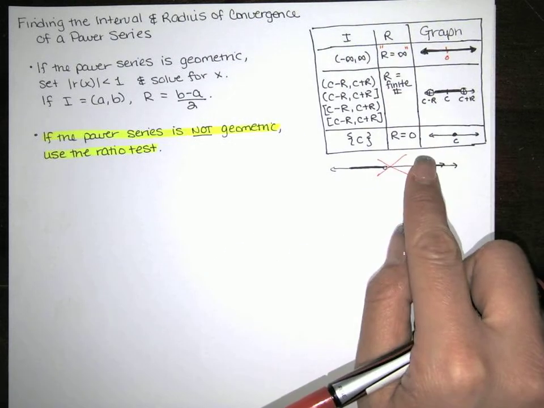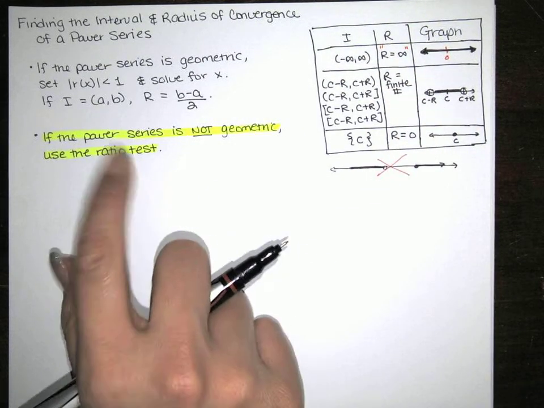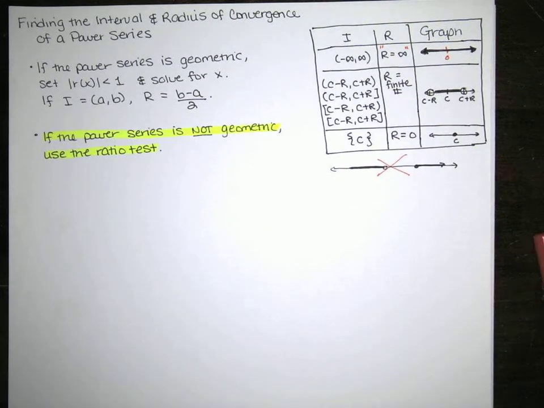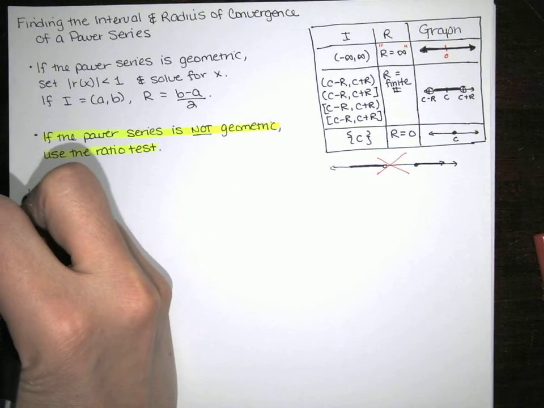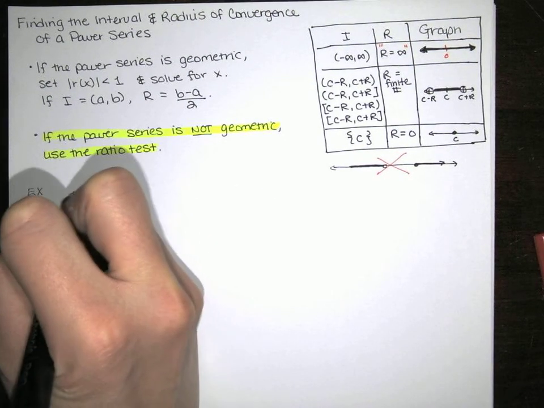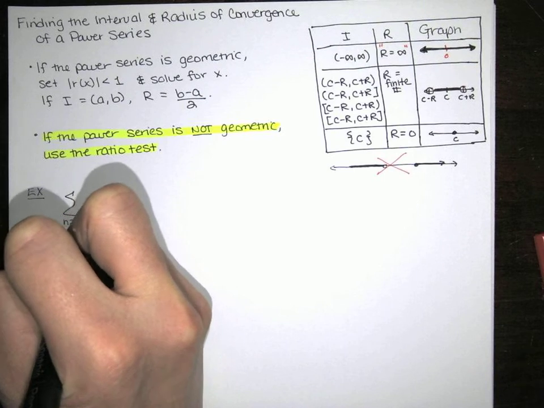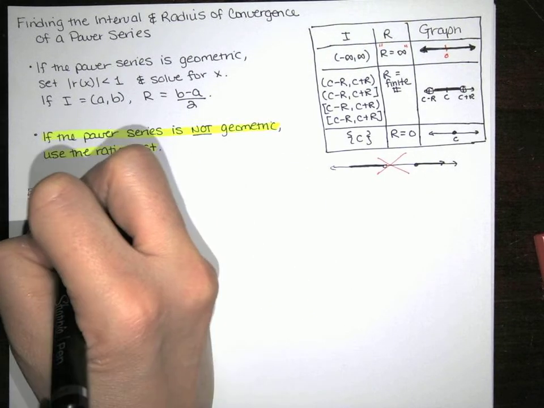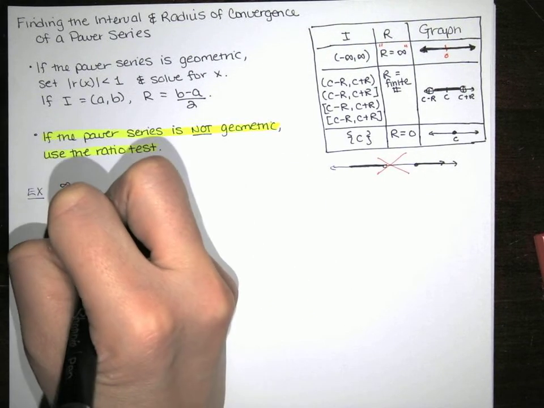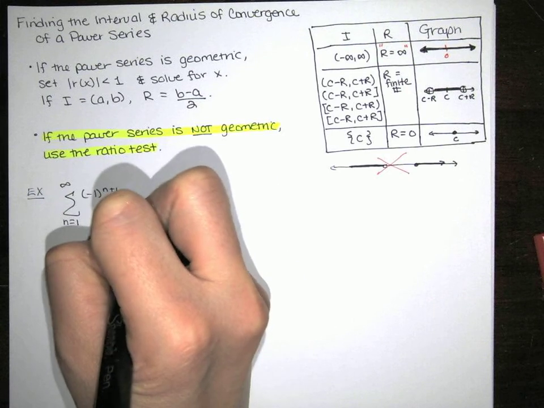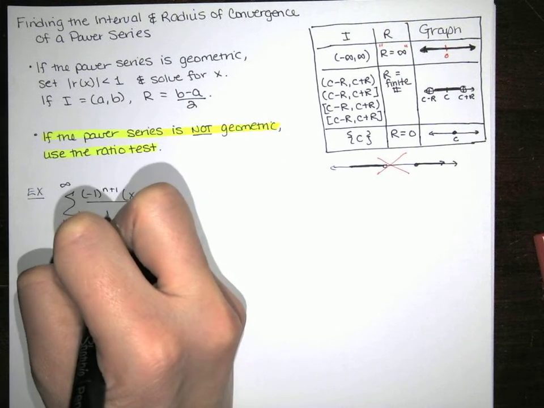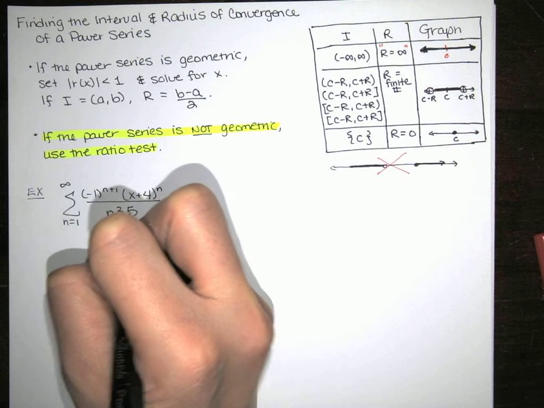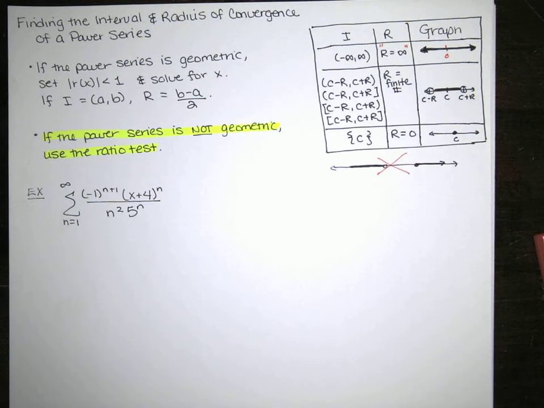Now, to figure out which one it is, which case you're in, you've got to use the ratio test, and that's what this video is about. So let's look at this first one. We're asked to find the radius and interval of convergence of the power series. Okay, that's what we've got.